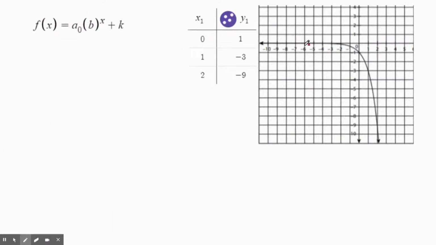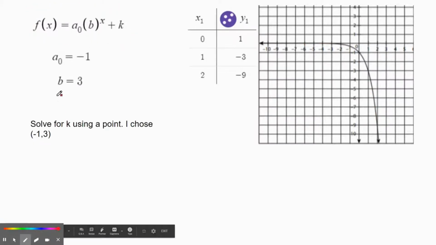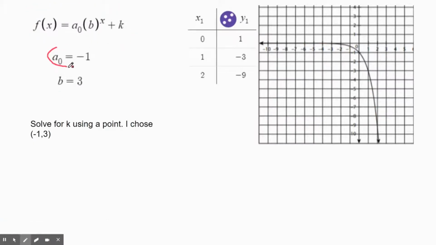Since this is a continuous function, it's not going to be like a sequence or anything else. So we can use the intercept, and we can use this function right here where we're using the y-intercept, the common ratio, and it's just going to be x in the exponent. The y-intercept is -1. We already determined that the common ratio or the base is going to be 3. And then we just need to solve for k.